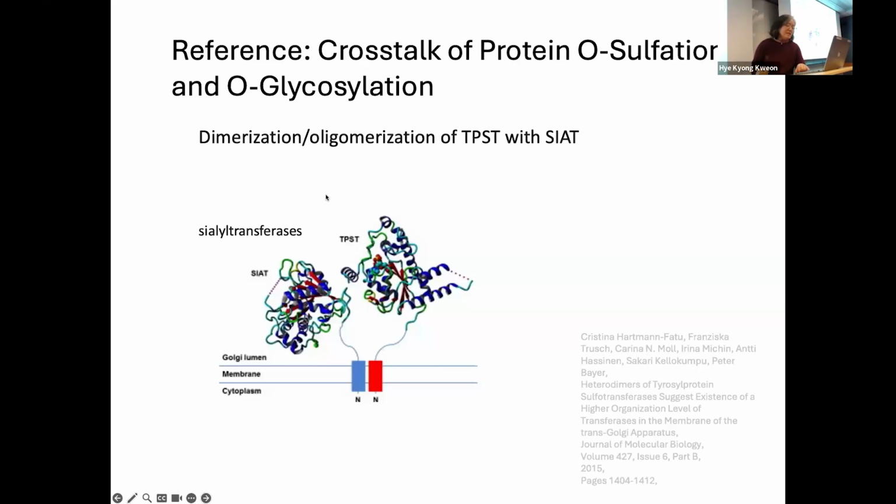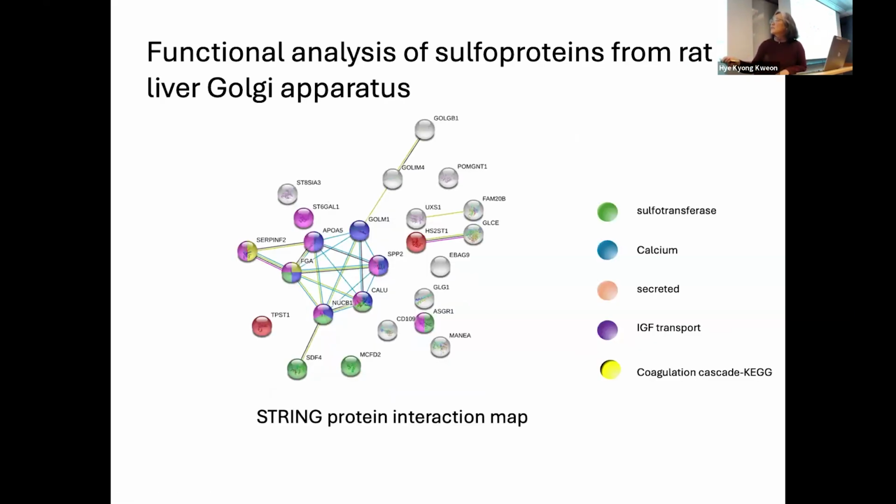And it is not surprising, because of the proteins that we found in our data set. It's a protein interaction map, but a lot of the sulfoproteins we identified are actually involved in sulfotransferase working on glycans. And a lot of them are actually glycopeptides. So potentially there are crosstalks between sulfation and glycosylation.